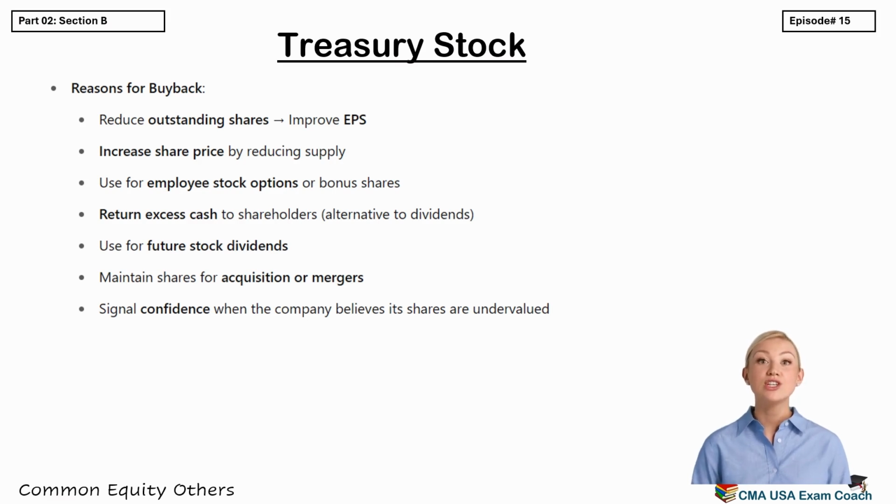Third, to return excess cash to shareholders in a tax-efficient way. Instead of paying out dividends, the company may buy back shares as a form of indirect shareholder benefit. Fourth, companies may repurchase shares to meet the requirements of employee stock option plans or stock-based compensation. Fifth, if the shares are perceived as undervalued, the company might buy them back to signal confidence in its own future prospects. And finally, treasury shares may also be used for stock dividends or to be reissued in the future for acquisitions, mergers, or other financing needs.